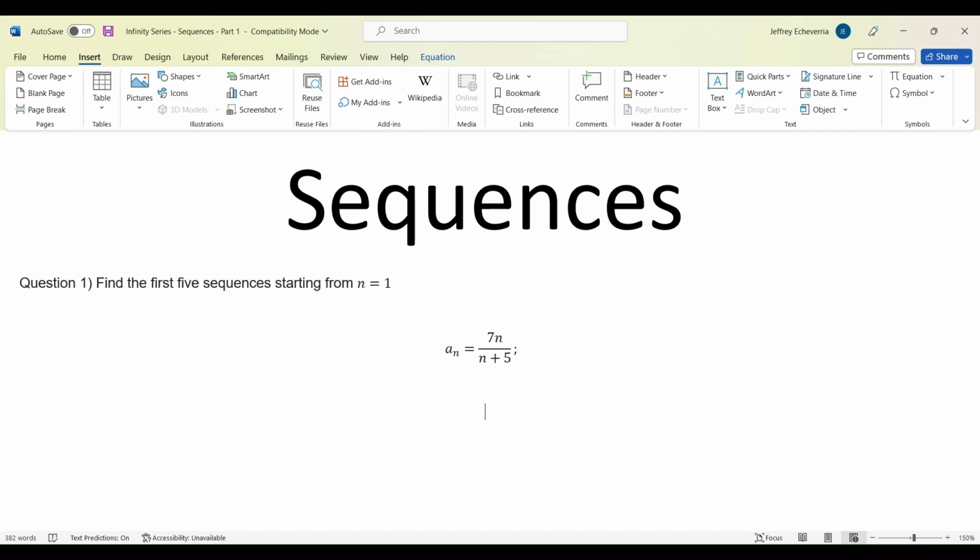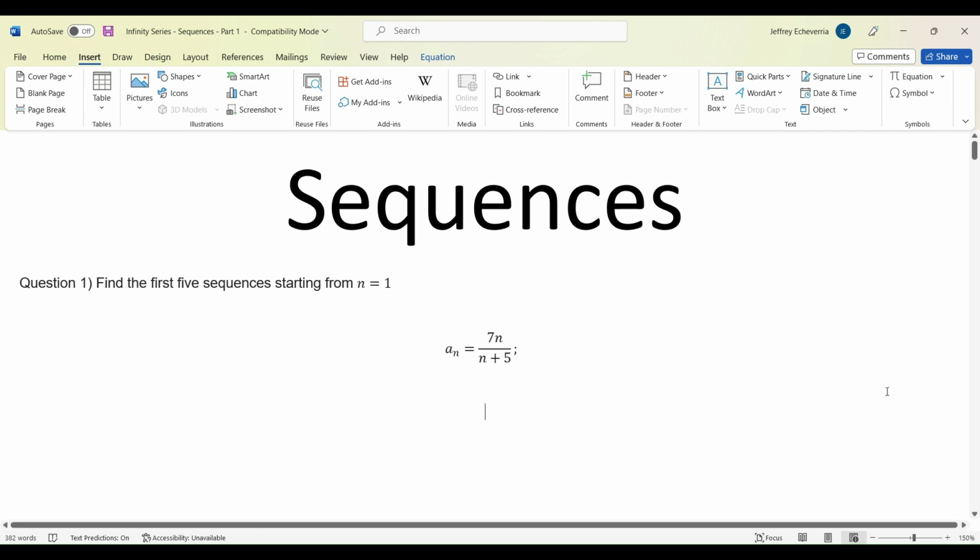My name is Jeffrey. We're going to talk about sequences. We're not going to go too much into theory, but just the applications. So let's start. Question number 1. Find the first 5 terms of the sequence, starting at n equals 1.